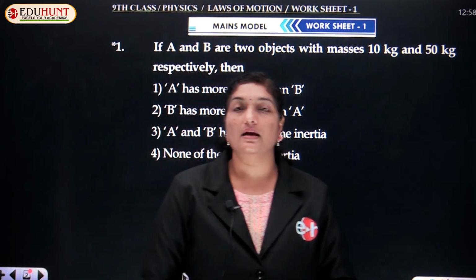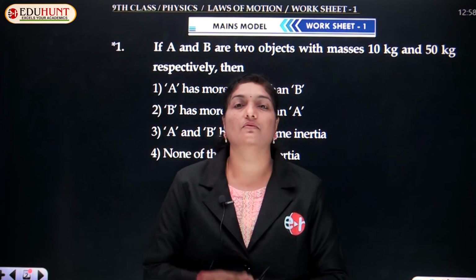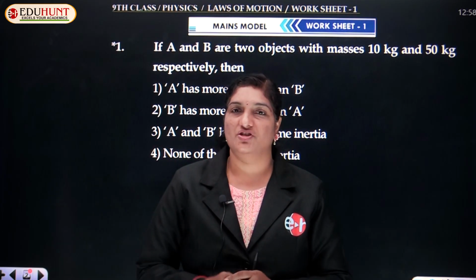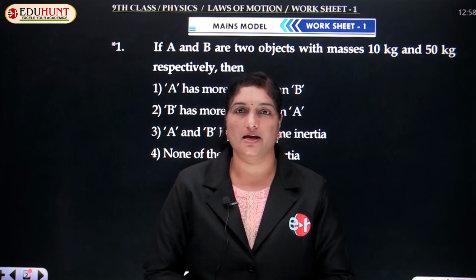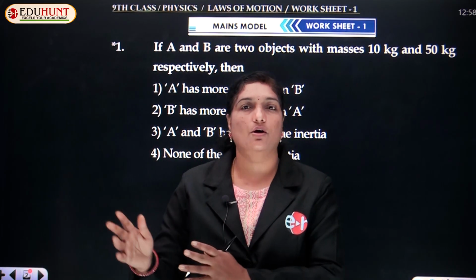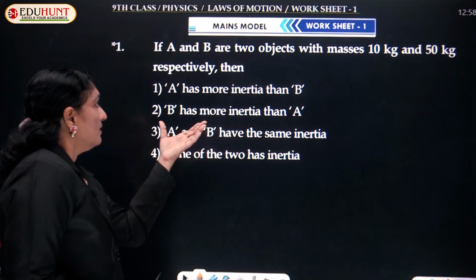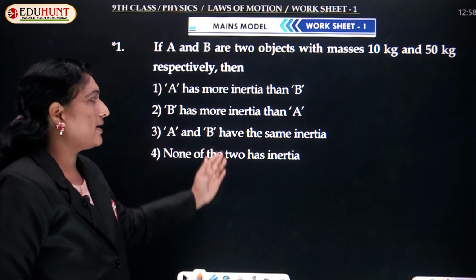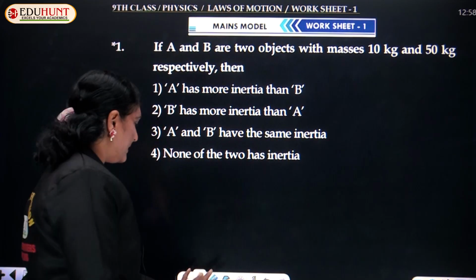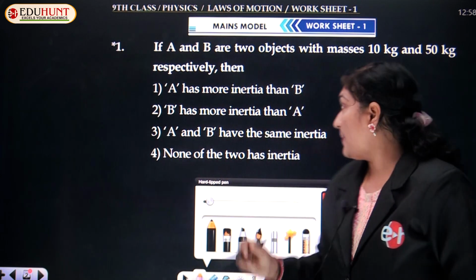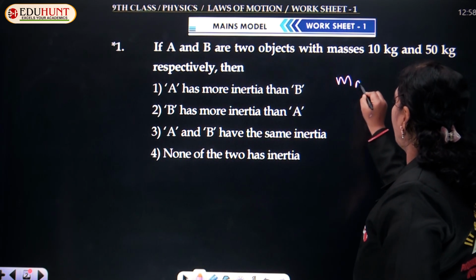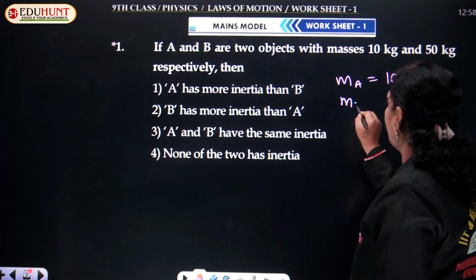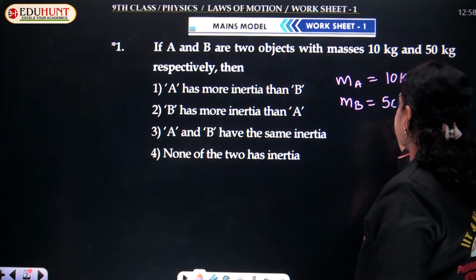Children, as we know that mass is a measure of inertia, which implies that the larger the mass, the larger will be the inertia. The lesser the mass, the lesser will be its inertia. So, mass is the measure of inertia. Here, masses of two different objects are given and you are asked to compare the inertias of the two bodies. Very clearly, we observe that the mass of body A is given as 10 kg, whereas the mass of body B is given as 50 kg.